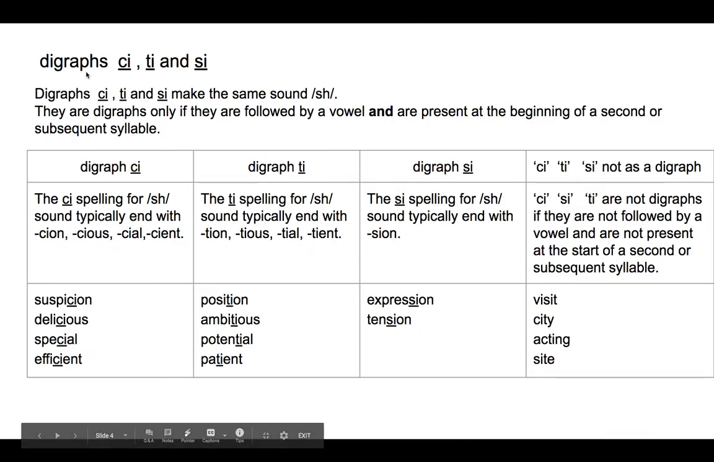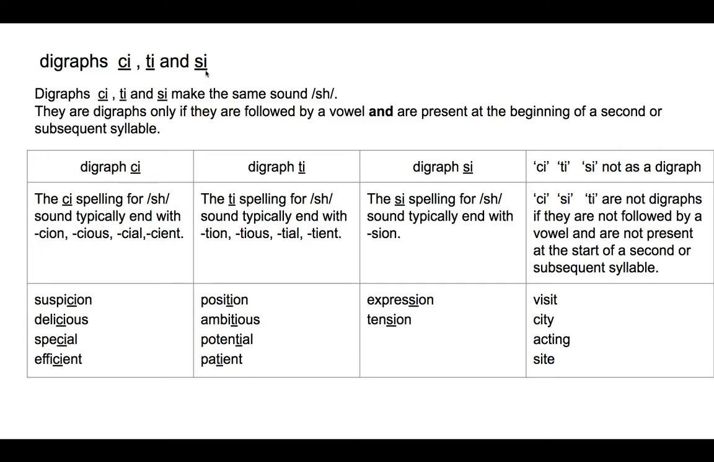Now let us see the digraphs CI, TI and SI. All of these digraphs make the same sound sh, and these are digraphs only if they are followed by a vowel and are present at the beginning of a second or subsequent syllable. So that means it should be present at the beginning of a second syllable or third syllable or fourth syllable and so on, but not the first syllable.